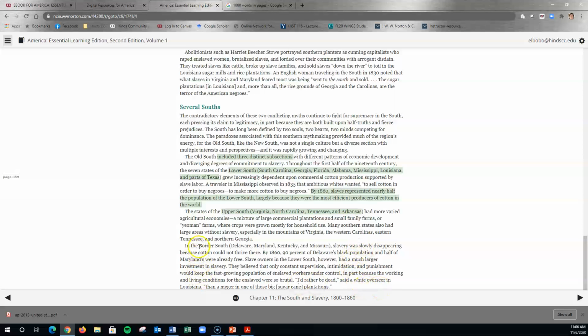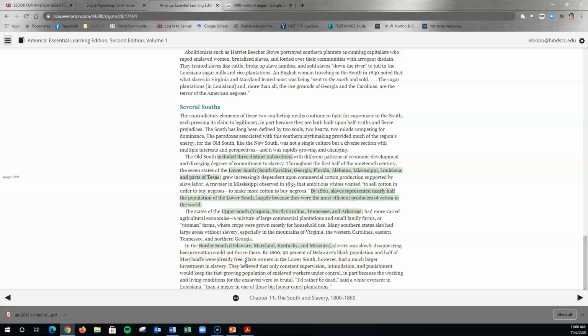Then the border states, which the list is right here: Delaware, Maryland, Kentucky, and Missouri. Slavery was disappearing from some of those areas because cotton didn't do so well there. And 90% of Delaware's black population, half of Maryland's, were already free.